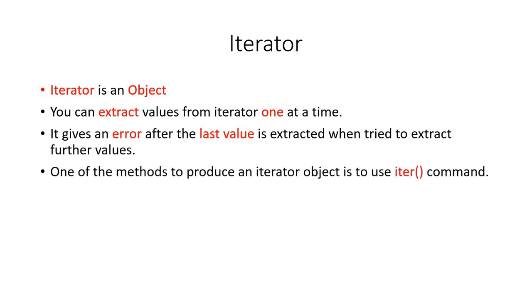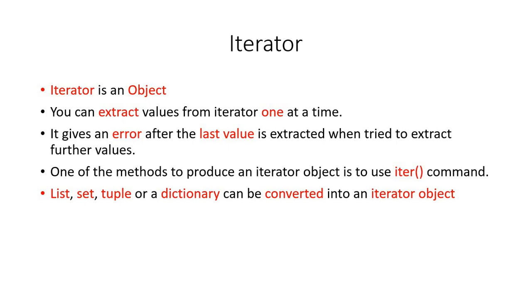So there are methods that can produce iterators. One of the methods that produce an iterator is called the iter command or iter function. Just use the iter command on a list, dictionary, set, or tuple in Python. Those objects will be converted into iterators. And then you can extract one element at a time from those new objects. List, set, tuple, or dictionary: these are the objects that you can convert into an iterator object. However, list, set, tuple, dictionary, etc., are not iterators themselves.